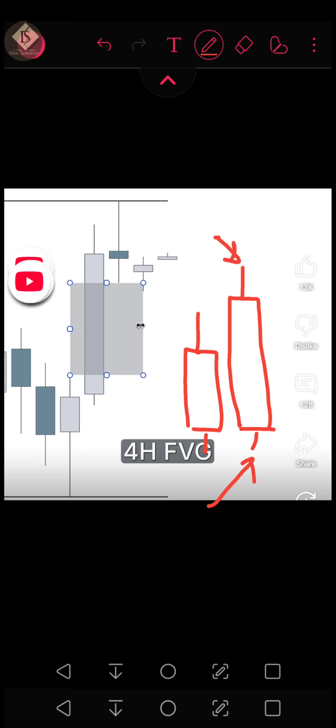Now, this is just standard structure. This is not the end all be all. This doesn't work every single time. This is just something as a confluence. Okay. So this is a S1.